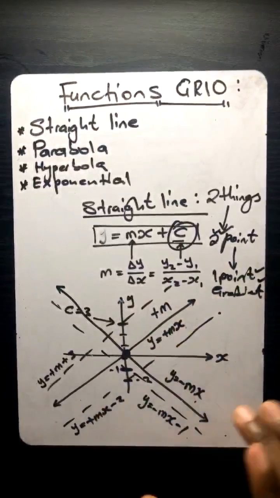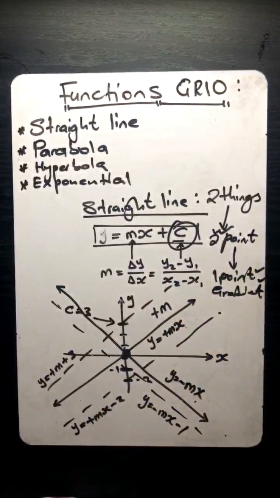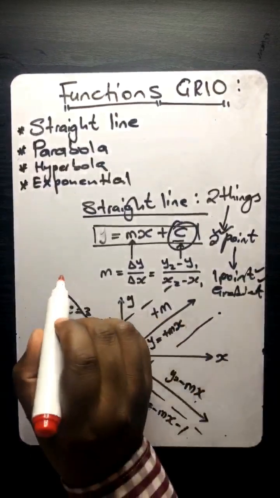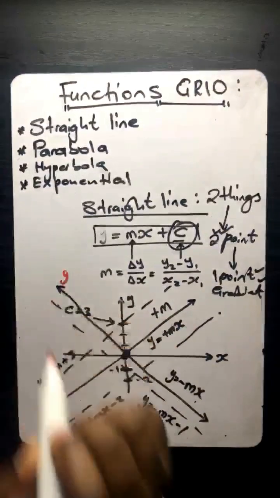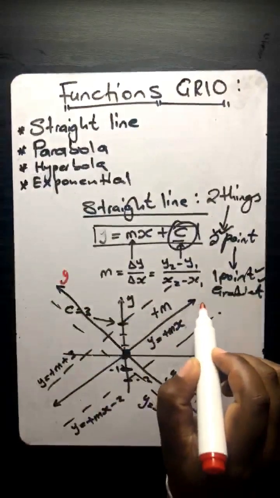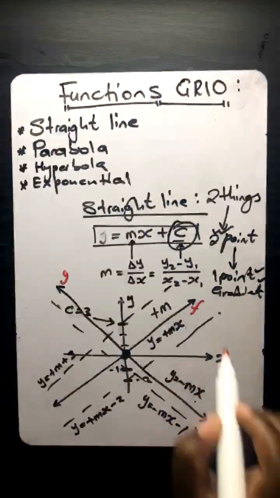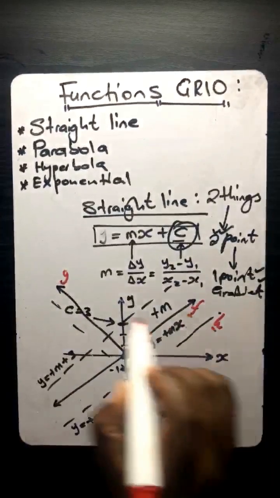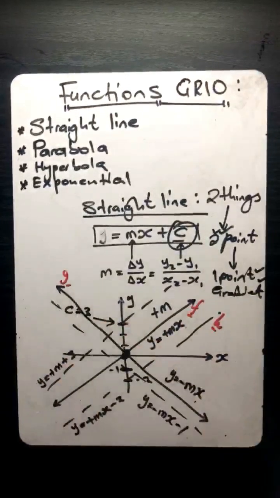So these are some of the most important things that you need to know regarding a straight line. Now, just to differentiate between these lines, let's maybe call this one the graph of G, this one the graph of F, and this one the graph of H. These letters are just there to differentiate those lines.